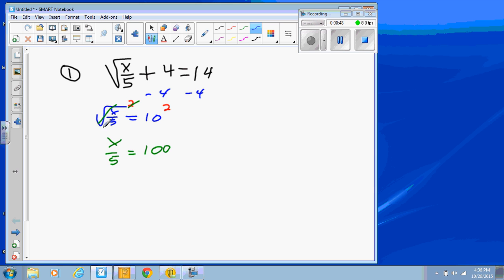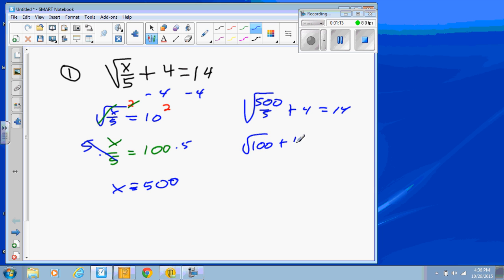And now I multiply both sides times 5 to get rid of that 5 on the bottom. And these 5's cancel, and I got x equals 500. So this first one will be 500. When I check the work, 500 divided by 5 plus 4 equals 14. 500 divided by 5 is 100. Square root of 100 plus 4 equals 14. 10 plus 4 equals 14. That checks. So there's my answer.